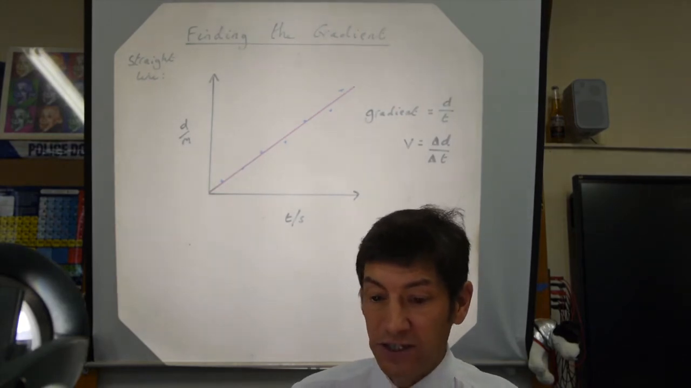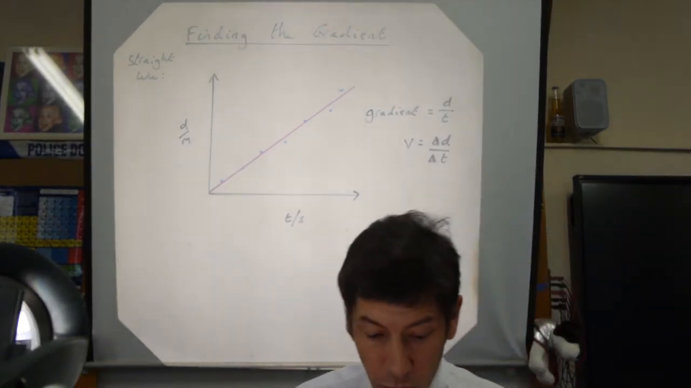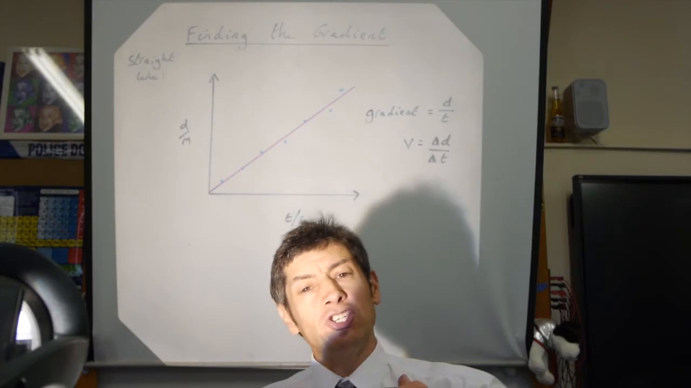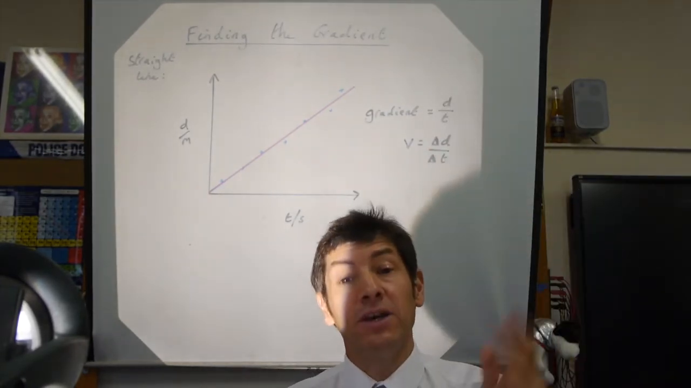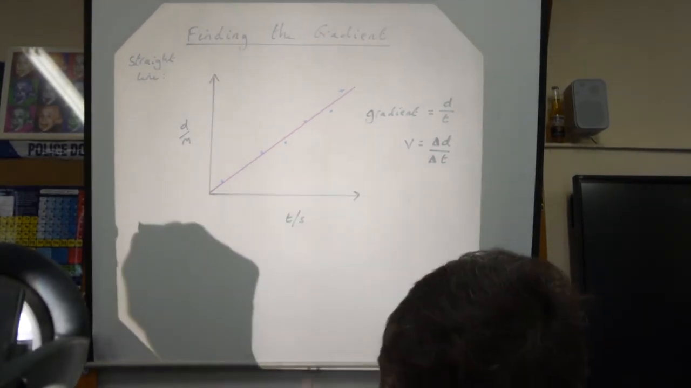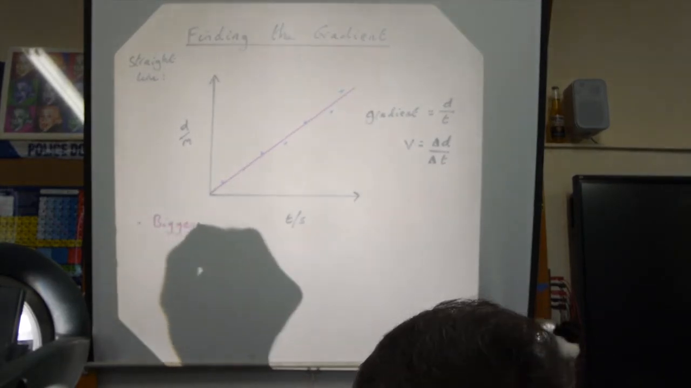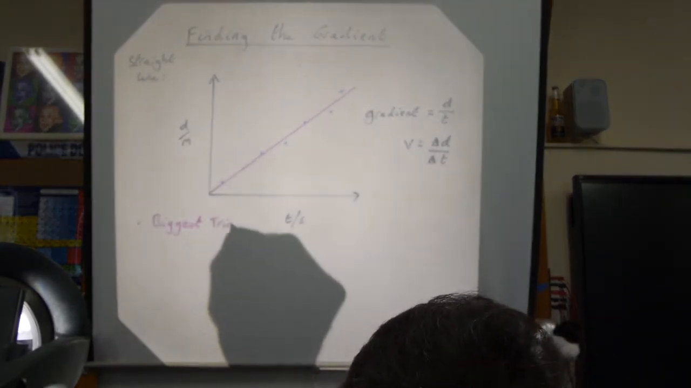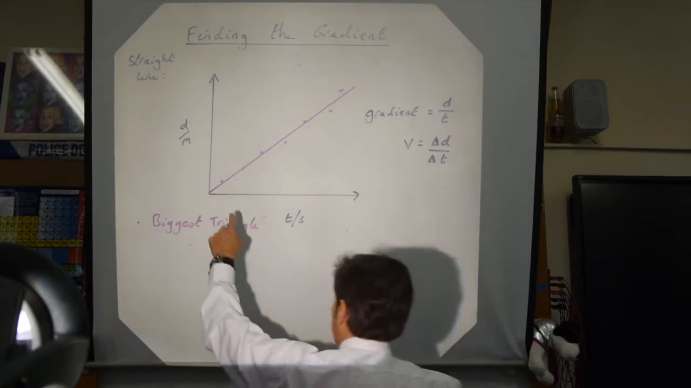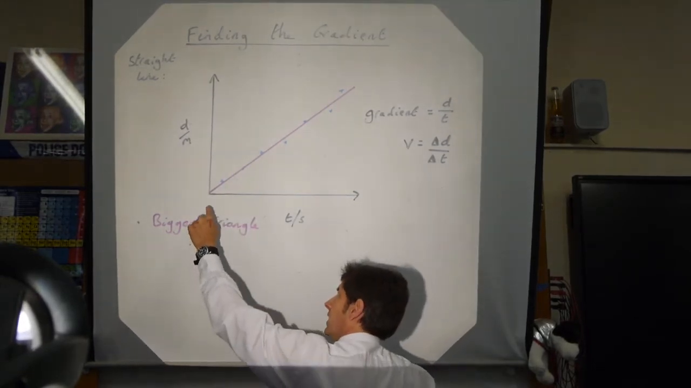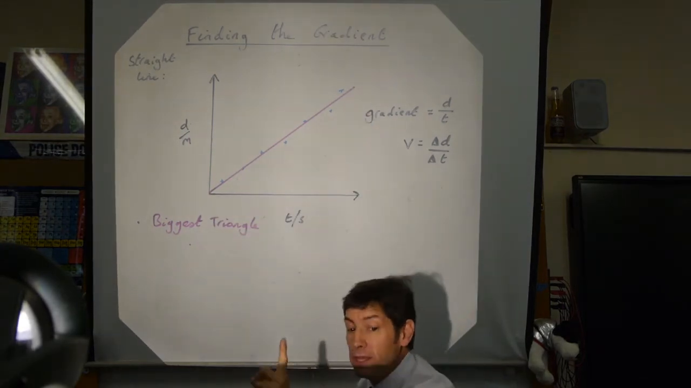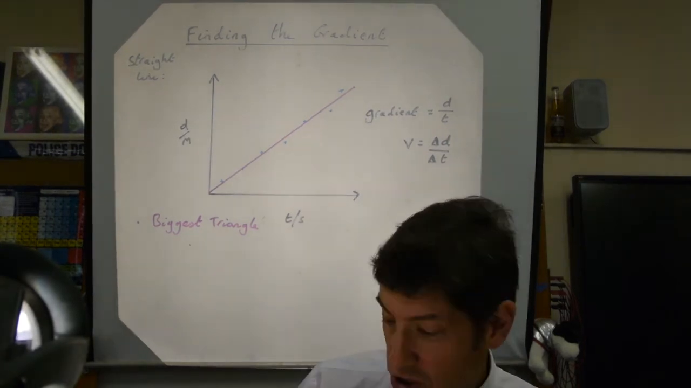So how do we get the gradient of a straight line graph? Well, the rules are pretty simple. You need to measure how much you go up by compared to how much you've gone across. And the way to do that is to draw the biggest triangle you can. So what I mean by that is, this one happens to start at 0, 0, so it's a bit of a special case. Let's start here, go along the axes, and then go up to the line. And that's drawing a large triangle.